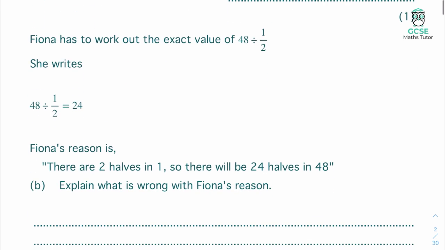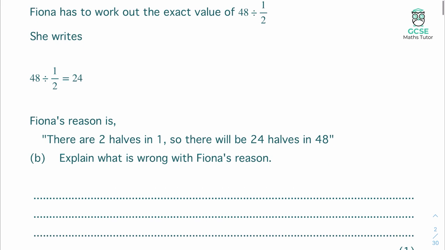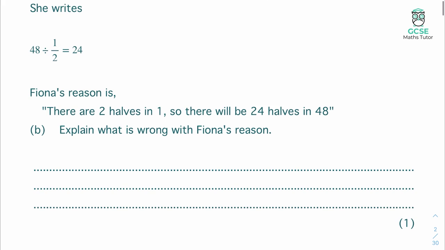Next question, it says Fiona has to work out the exact value of 48 divided by a half. She writes that 48 divided by a half is equal to 24. Fiona's reason is there's 2 halves in 1, so there'll be 24 halves in 48. Explain what is wrong with Fiona's reason. Well, if there's 2 halves in 1, which is true, that means the answer doubles. So if you were to do 1 divided by a half, you'd get the answer 2. So 1 has turned into 2. So in our example here, 48 divided by a half would actually double the answer. So we could say something along those lines.